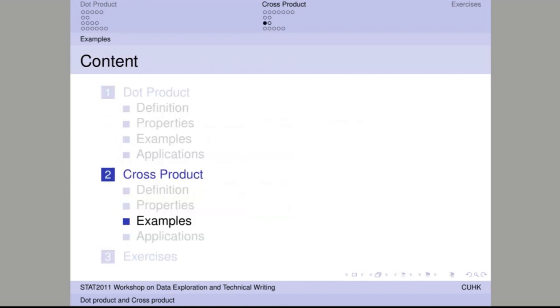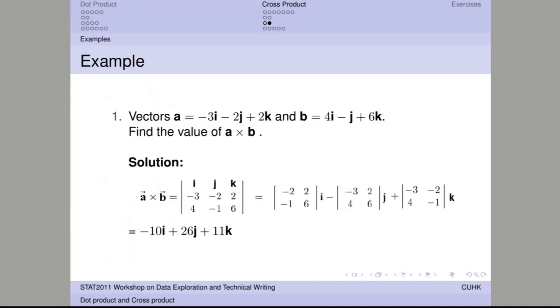Now, let's have a look at one example. For two vectors A and B, the cross product can be found by the determinant as shown. After calculation, A cross B equals minus 10i plus 26j plus 11k.